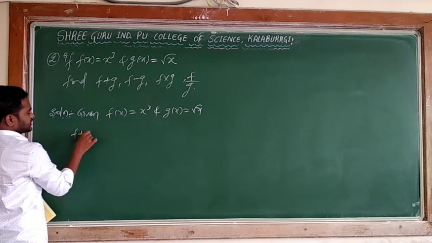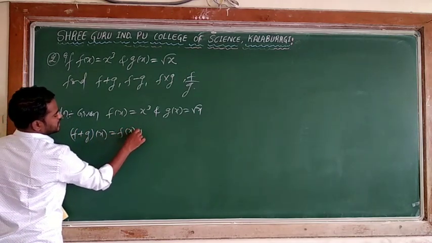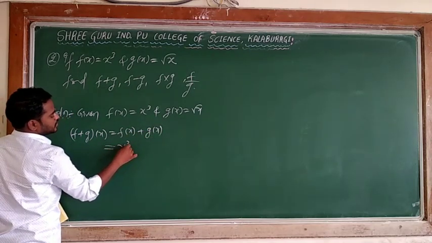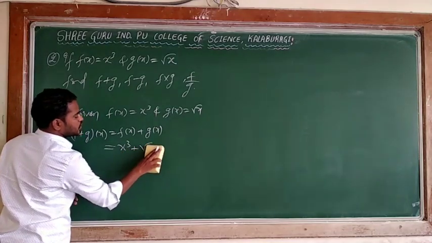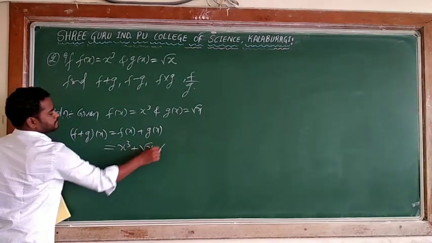Now first one, f plus g of x, addition. f of x plus g of x. What is f of x? f of x is x cube, plus g of x is root x. Sorry, it is root x. This is what? Addition of two functions.